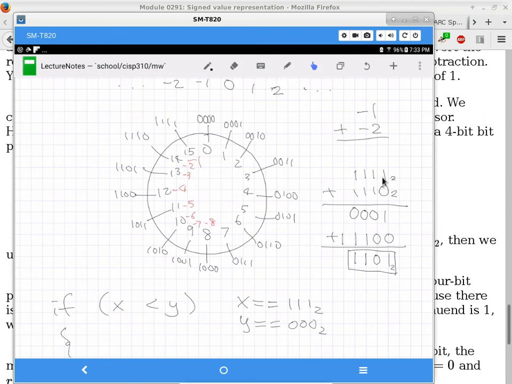14 minus negative 2 is 16. 13 minus negative 3 is also 16, and so on. So that means, if we subtract whatever value we want to flip the sign of from 16, we get the representation.